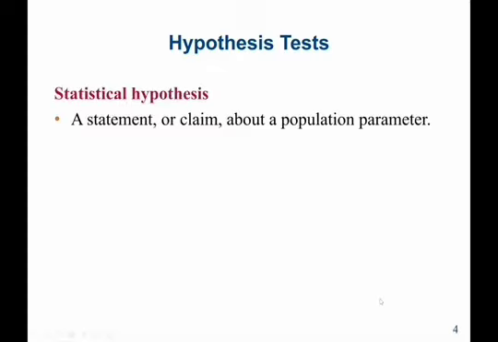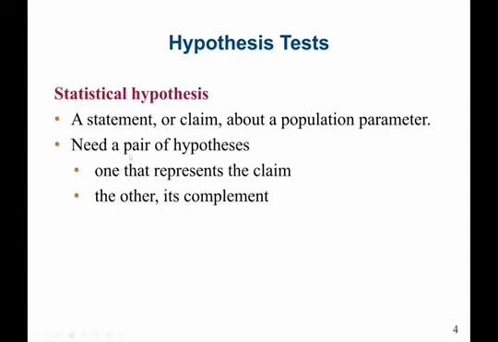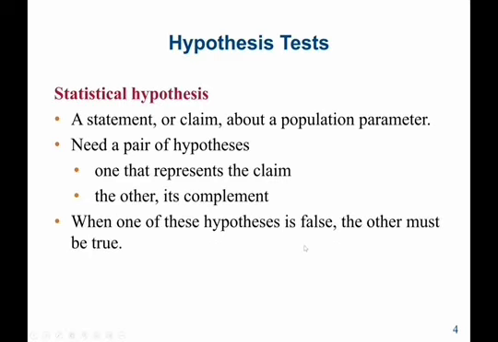Now, if the sample mean differs enough from the advertised mean, then we can decide that the advertisement is wrong. And the next thing we should know is what is a stat hypothesis. The stat hypothesis will be the statement or claim about a population parameter. And we need a pair of hypotheses. One that represents the claim, which will be the null hypothesis, and the other that complements it. So that will be the alternative hypothesis.